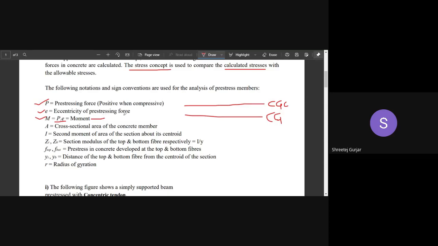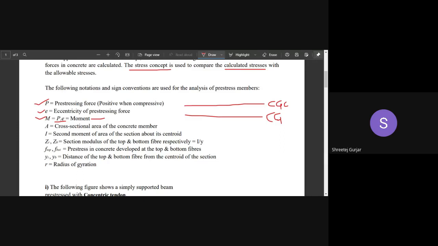And also there are moments which are generated by your dead loads and your live loads. Moments will be generated by your dead loads and your live loads, so that is also represented by your capital M. We will learn how we calculate those dead load and live load moments as we head on to the numericals. So moving on to the next thing, capital A is usually used for representing cross-sectional area. That is one common notation which we use. So capital A is used for denoting the cross-sectional area of your concrete member.